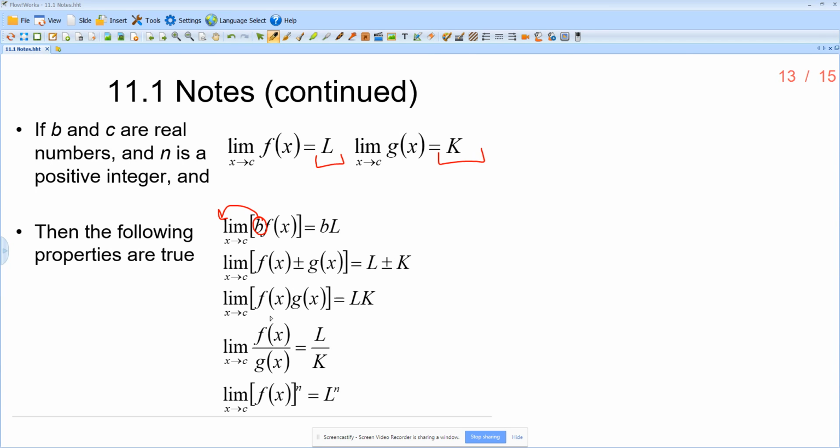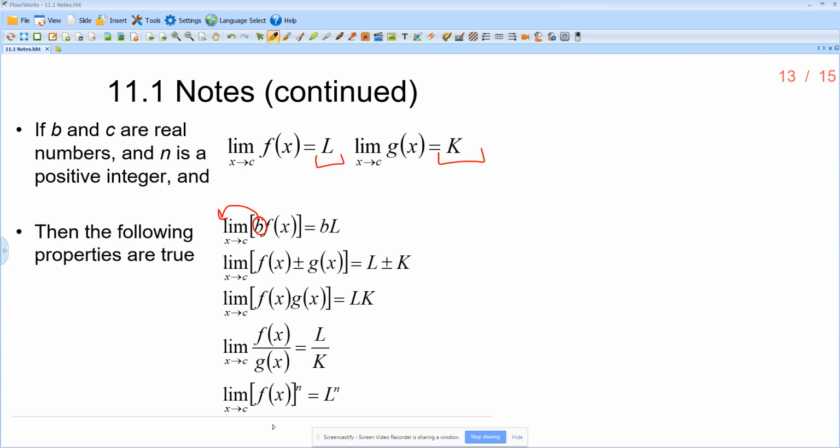The limit as x goes to c of the product of f of x and g of x. So if I'm multiplying two functions and I know what the limit of each of them is, I can simply multiply the limits, L times k. And that would give me the limit of the product of those functions. Same thing happens with the quotient. If I know the limit of f and the limit of g, and I want to know the limit of the quotient of f and g, I can take the quotient of the limits.